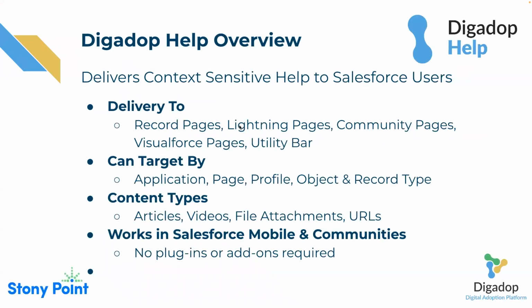So Digadop Help is designed to deliver context-sensitive help to Salesforce users. It's able to deliver very targeted help on record pages, lightning pages, on community pages. It can work on Visualforce pages and also on the utility bar. It also works in Salesforce mobile and communities.